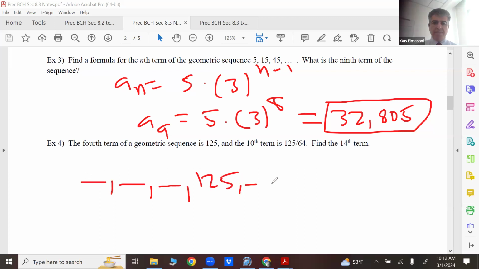For the fourth term, so it's probably 1,000. So it's 1,000 times 2 to the negative.